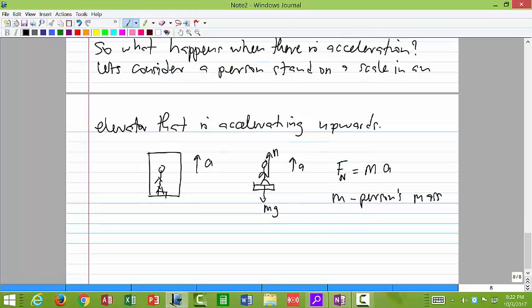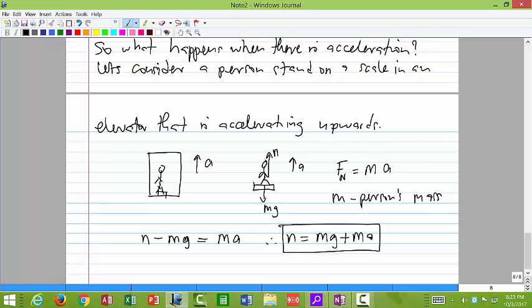So the net force on this person will be N, which is the support force, minus the weight mg, and that will be equal to ma. Therefore, N is equal to mg plus ma. So the spring scale is going to show a support force N. When you stand on a scale, you're going to see a support force N equal to mg plus ma, so the person feels heavier. N is normally equal to mg when there is no acceleration, but with acceleration, N is equal to mg plus ma, so the person is going to feel heavier.